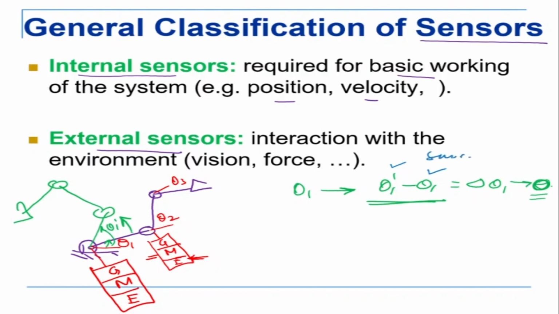There are internal sensors which are required for the basic working of the system, like position, velocity, acceleration, and without these the robot cannot function, and hence they are called internal sensors.